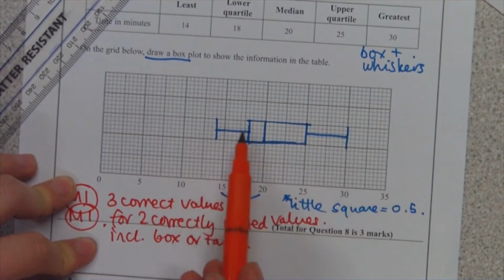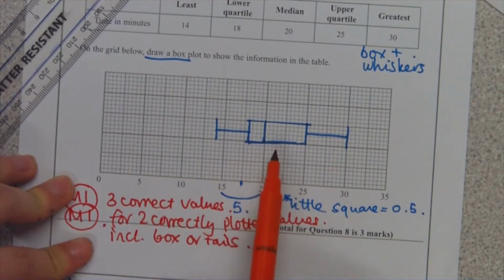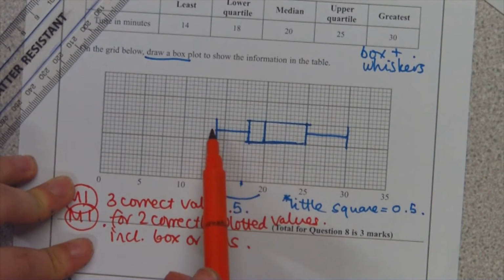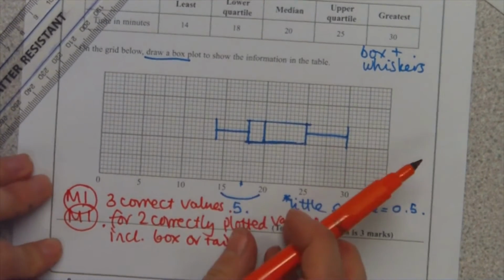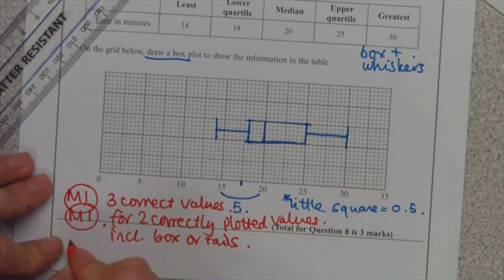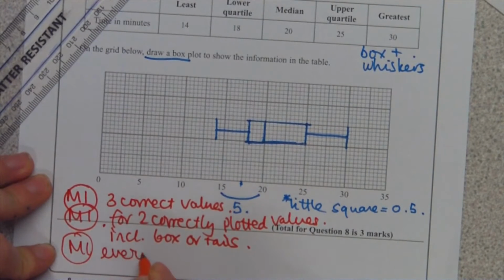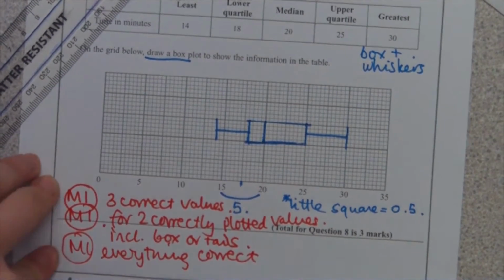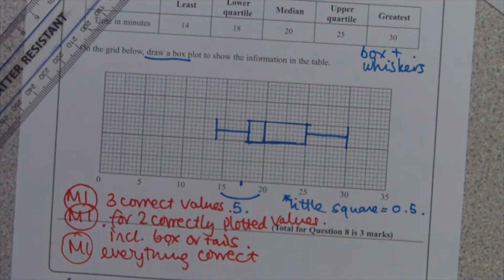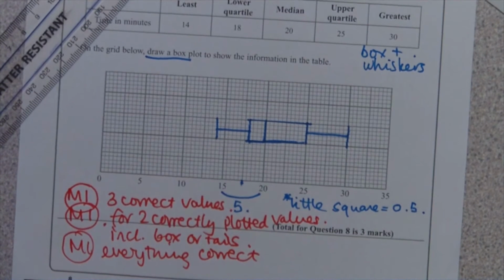So your 3 correct values could have been these 3, for example, but you wouldn't have got your 2nd mark for that because you haven't got both tails or the whole box. So you need either the whole box or both tails correctly plotted. And obviously your final mark is for everything correct. So there's a good chance, even if you don't know what you're doing, you can pick up at least 1 mark for that question.